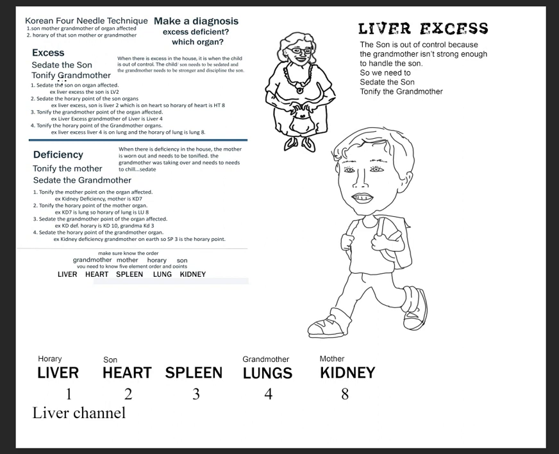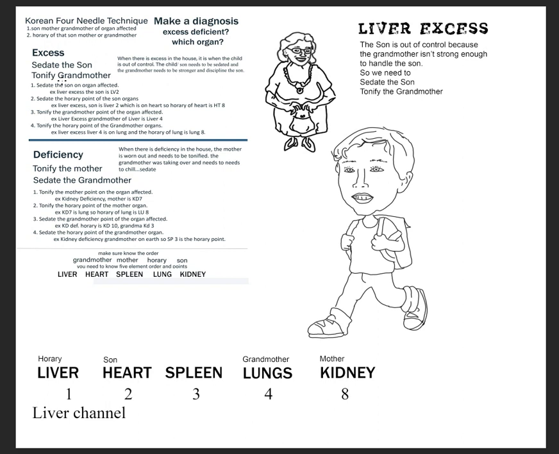The Hore point on the spleen channel would be 3. And if you want to go to lungs, it goes backwards from 11, so it'd be 11, 10, 9, 8. And then the Hore point on the kidney channel, if you were doing kidney diagnosis, goes 1, 2, 3, 7, 10. 10 is the Hore point of the kidney channel. Those are your Hore points.